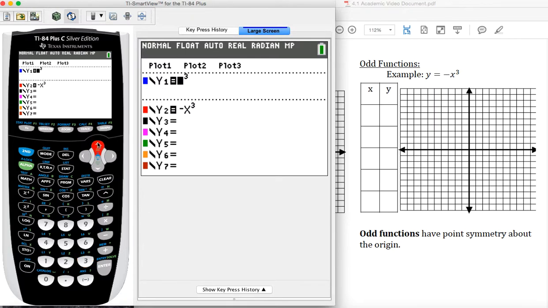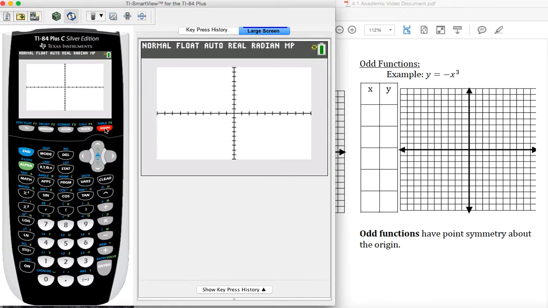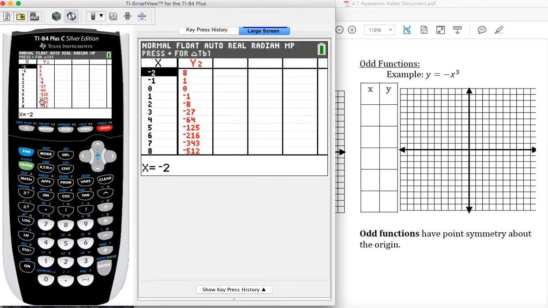Now, let me clear that for now so I can actually look at the table so you don't get confused. Let me just put negative x to the power 3 in y2 and graph it, so I can just focus on that now. As you can see, just like before, but on the other side, it's going to curve at the origin. So the origin in this case is going to be my point of symmetry. Let me go to the table and get some points from there.